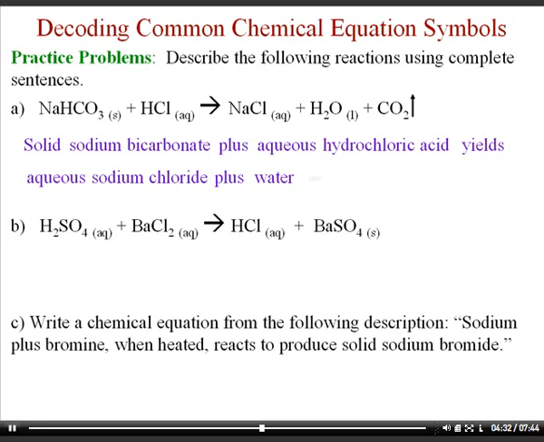And then we have plus one more compound, which is CO2. That's commonly known as carbon dioxide gas. And of course the arrow going up tells us it's gas.